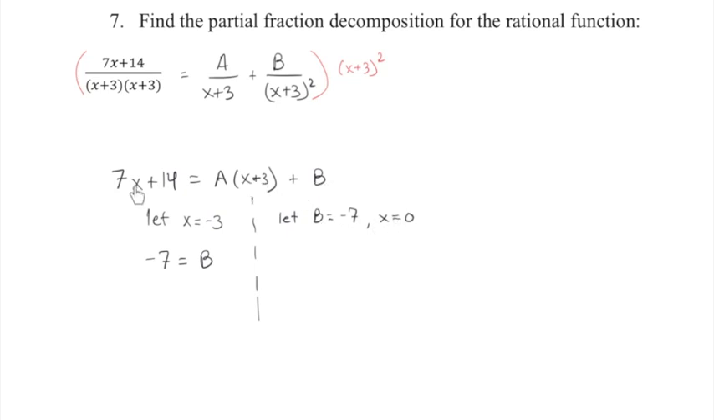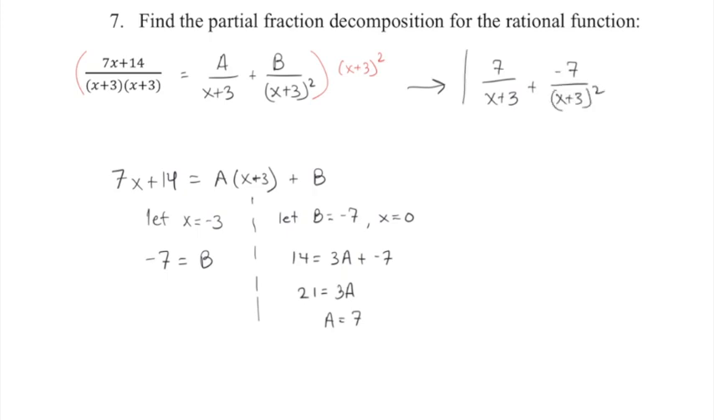So if x equals 0, I get 0 plus 14, which is 14. Here, 0 plus 3 is 3. 3 times a is 3a, and then plus b turns into plus -7. If you add 7 to 14, you get 21. So then divide by 3, and a equals 7. So the partial fractions are positive 7 over x plus 3, and then a -7 over x plus 3 squared.